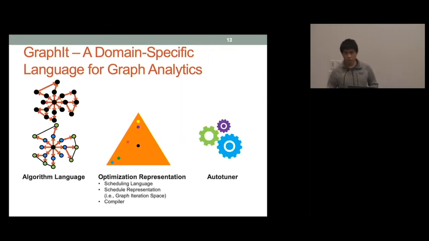So here's a high-level overview of the components of GraphIt. Yes, there's a question. Yeah, so there's an auto-tuner, which I'll mention briefly. So, question? Yes. Yeah, so we'll actually go, yeah. Oh, yeah. So the question was, how do these two languages relate to each other? I'm actually going to go through an example of this shortly, so hopefully that will answer your question.